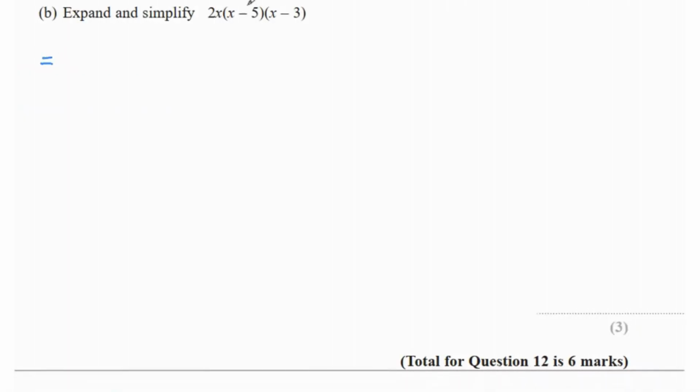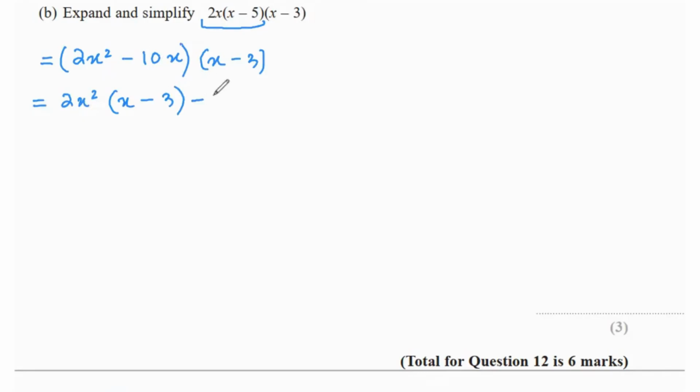So in this case, I will expand it differently for you. I will multiply these two first and then multiply the result with x minus 3. So 2x times x is 2x squared. 2x times negative 5 is negative 10x. And that gets multiplied with x minus 3. So now 2x squared times x minus 3 and then negative 10x times x minus 3.